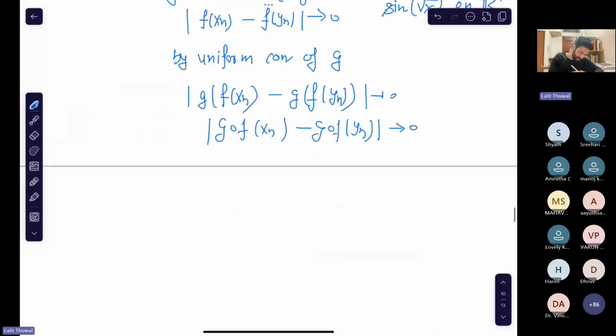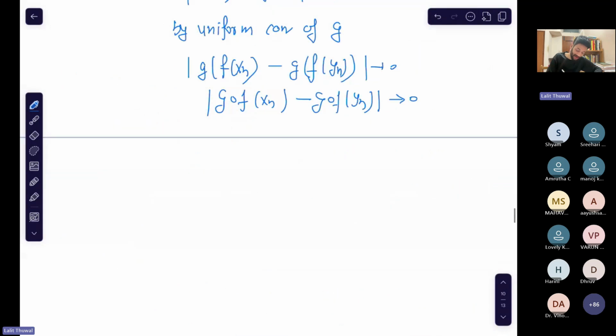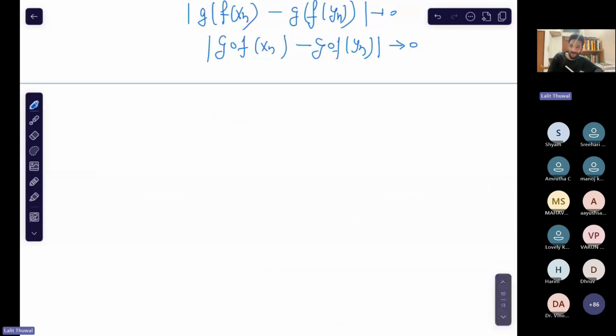Now there is something from uniform continuity. There might be one or two questions from my side. So root x is UC on R. How do you prove this? This is a uniformly continuous function.